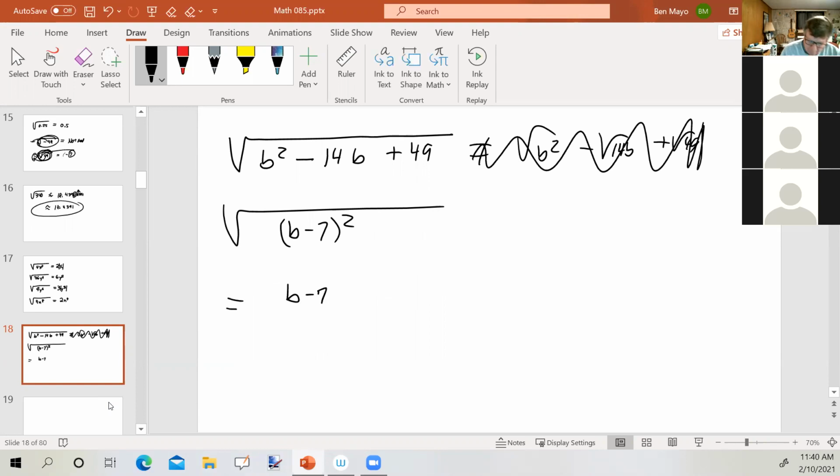B minus 7. But again, b could be positive or negative. So what do I need to do here? Absolute value bars. All right? Any questions there? Nope. So those two brackets, or I don't know what they would be called? That's what makes it the absolute value. These things here? Yeah, absolute value bars. Okay.